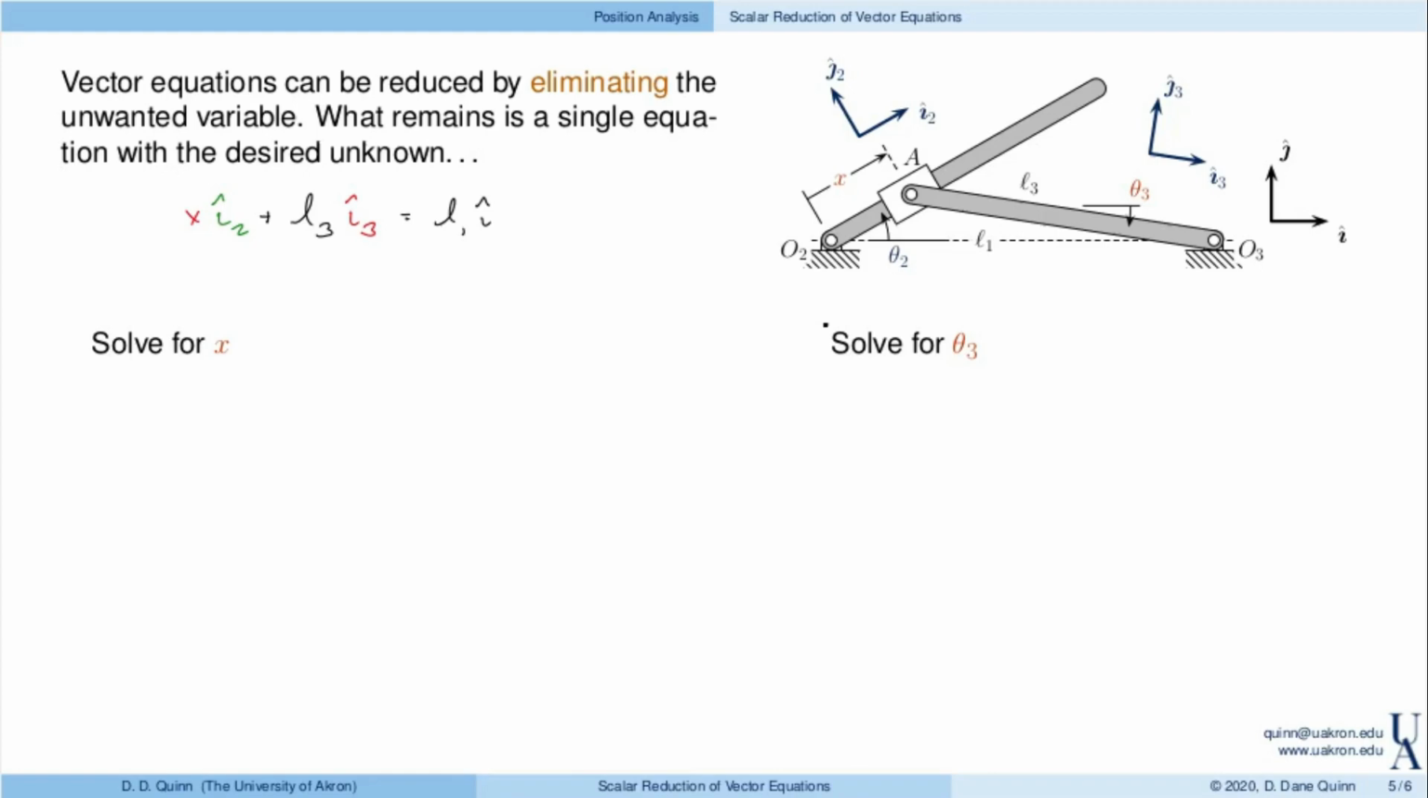So again, solve for x. Well, don't think about solving for x. Think about eliminating theta 3. So how can I eliminate theta 3 from this vector equation? Well, where is theta 3? It's in this I3 term. So let me rewrite this: L3 I3 is equal to L1 I minus x I2.